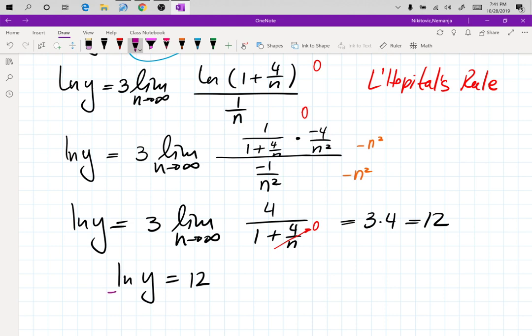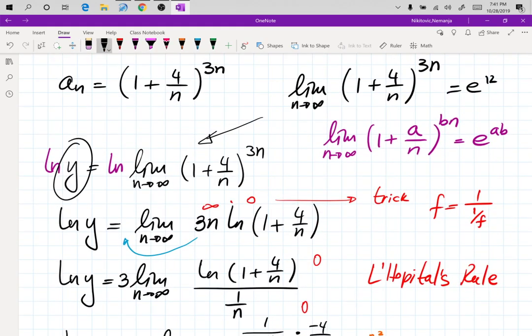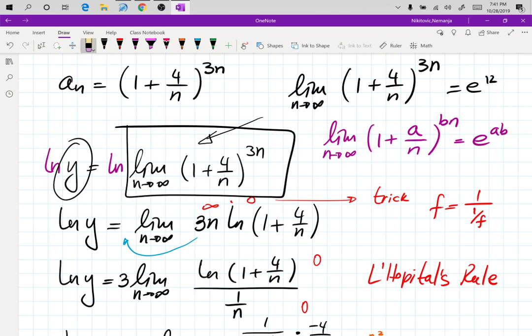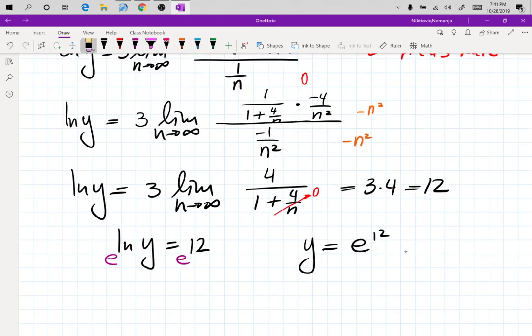If you exponentiate both sides to kill off your ln, you come up with y equals e to the 12. But if you remember all the way up there, you defined y to be the limit that you are looking for. So if y is the limit you're looking for and y is e to the 12, then the limit you're looking for is e to the 12. And that's the procedure to come up with the answer. So now, one more step left: it converges to e to the 12.